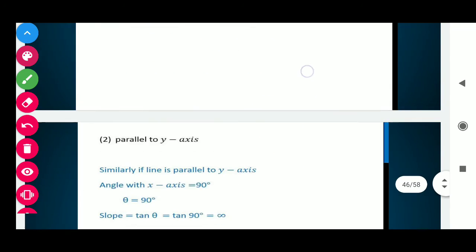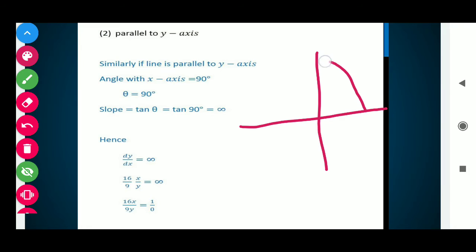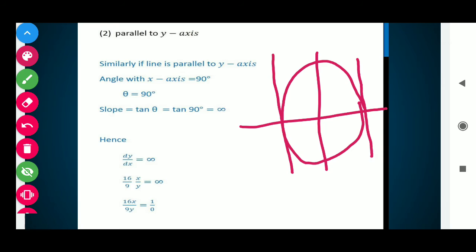Now students, here we have the second part. The second part is when the tangent is parallel to the y-axis. So students, I have already explained to you about the ellipse. This makes an ellipse, and now we have to find the equation of tangents that are parallel to the y-axis. So in this way, the slope is not defined.